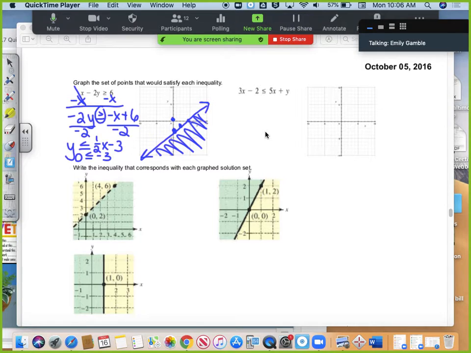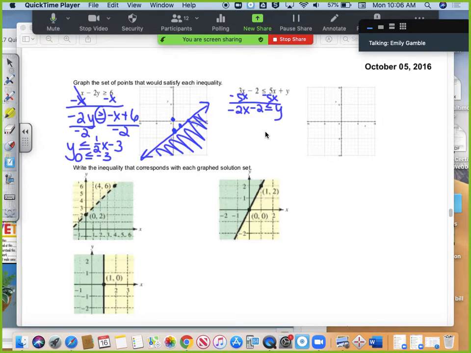The next example, we have variables on both sides, and we want to solve this for y. I usually like to see my y on the other side, but because this 5x can just be quickly moved to this side, I'm just going to subtract 5x from both sides. 3x minus 5x is negative 2x. So I get negative 2x minus 2 is less than or equal to y.